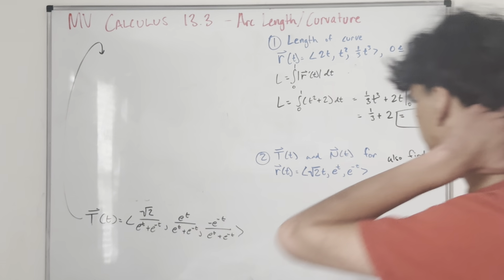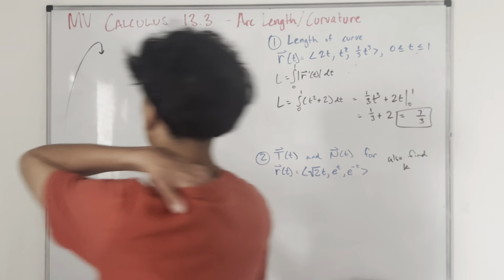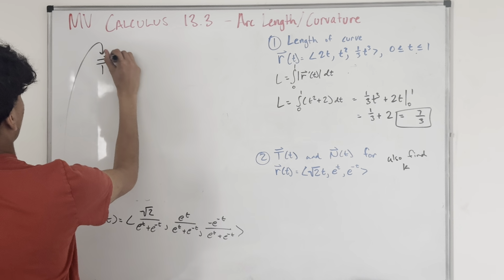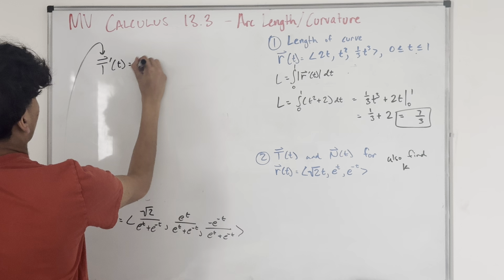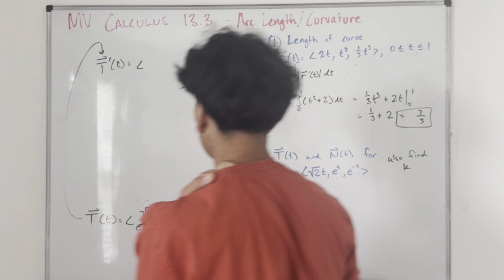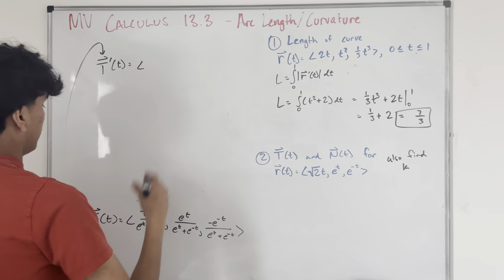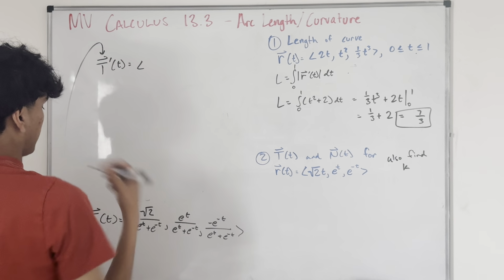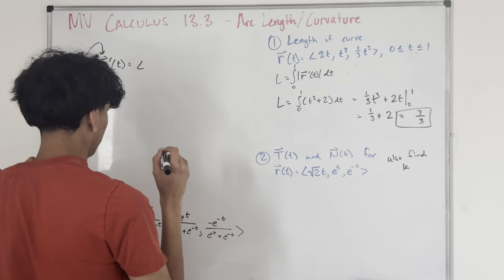Now, when I'm taking the derivative of this, T prime of t is going to equal, okay, let's do this. The root 2 we don't have to worry about. We don't really have to worry about the root 2.